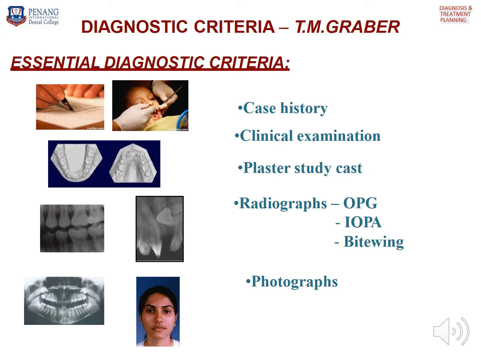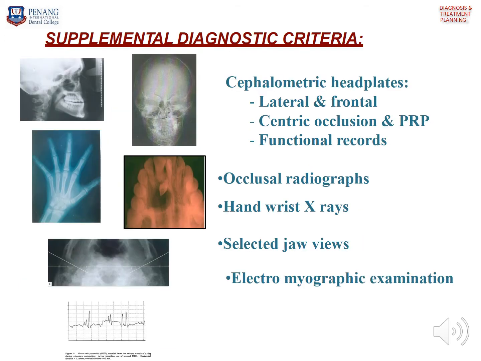Essential diagnostic criteria is considered very important for all cases. It consists of case history, clinical examination, plaster study cards, radiographs such as OPG, intraoral periapical radiograph, and bite wings, and also clinical photograph. For the supplemental diagnostic criteria, it consists of cephalometric head plates such as the lateral ceph and frontal, centric occlusion and functional records, and then occlusal radiograph, Henry's X-ray, selected jaw views, and electromyographic examination of muscle activity.